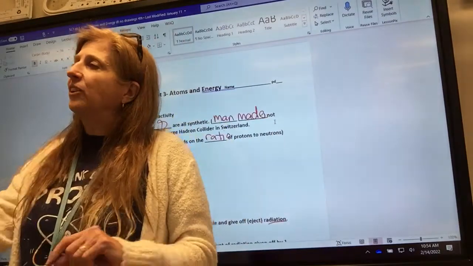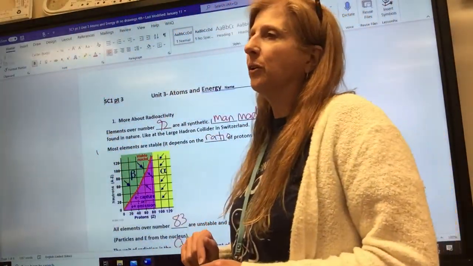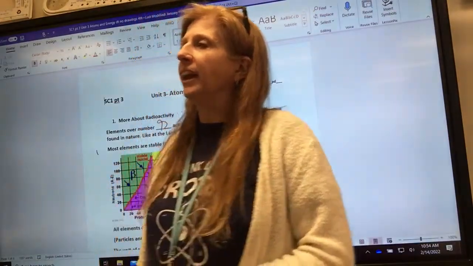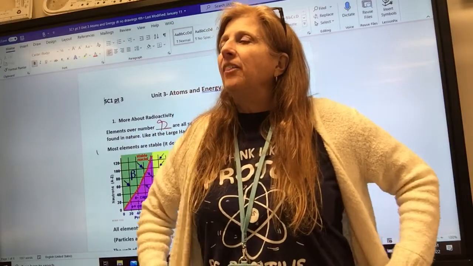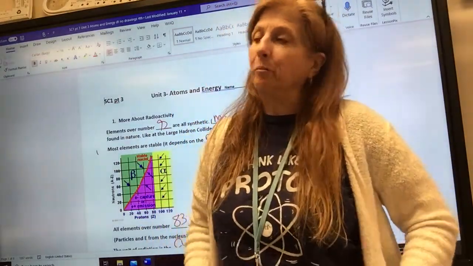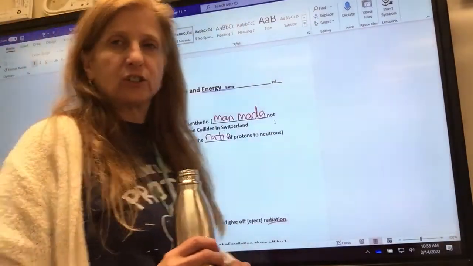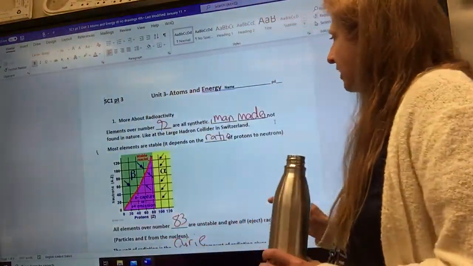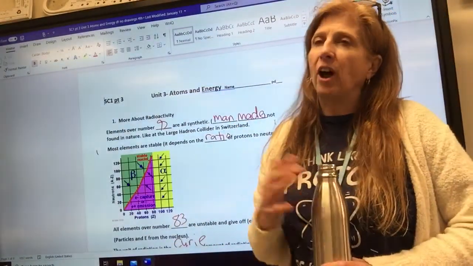The last naturally occurring element is uranium, number 92. After that, they're all synthetic. Notice on our periodic table how they are white. That means they're man-made. They're not real. They are kind of real, but they're man-made. They don't occur in nature, okay? They're like artificial sweetener, aspartame. Doesn't occur in nature. So they are man-made. They are not found in nature.